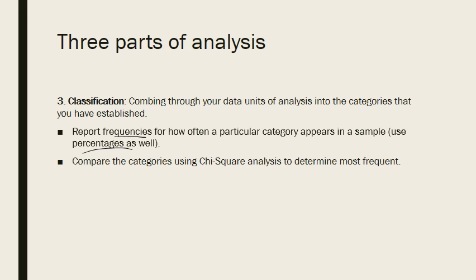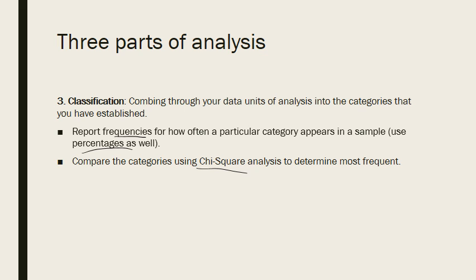Now, you don't have to do this for your content analysis, but usually to prove what the most frequent was, you'd use a chi-square analysis, because remember chi-square is nominal on nominal data and categories are all nominal in nature. You don't have to do chi-square analysis for this, so you just have to report frequencies in a frequency table, which you'll see in a second.